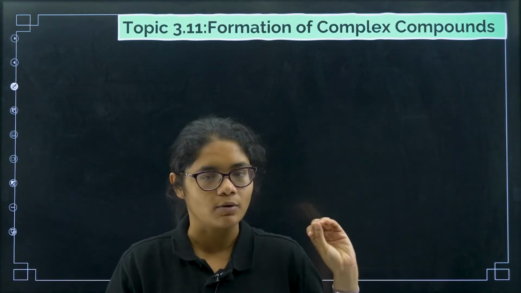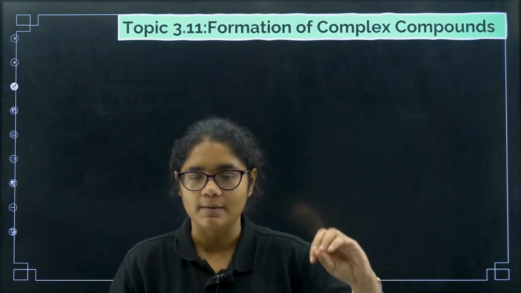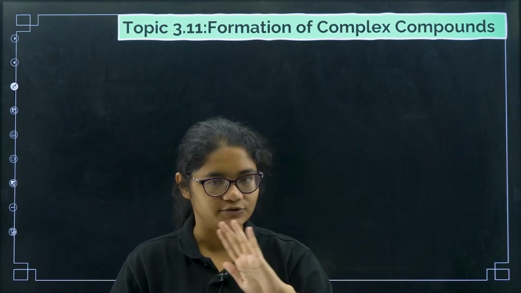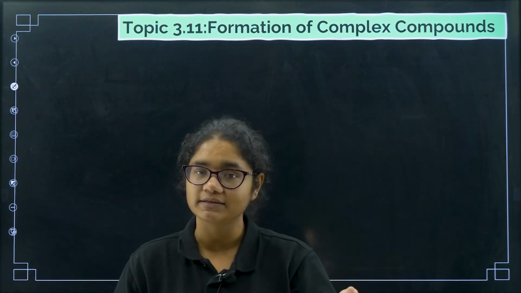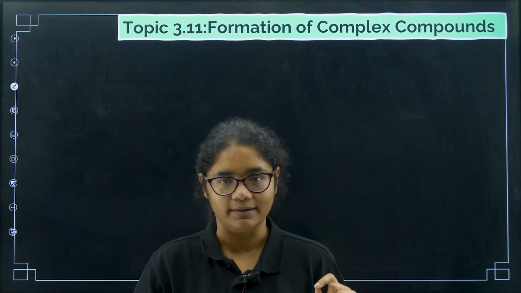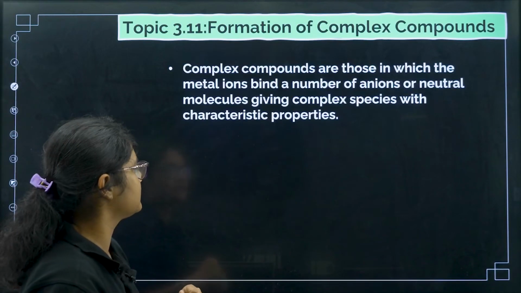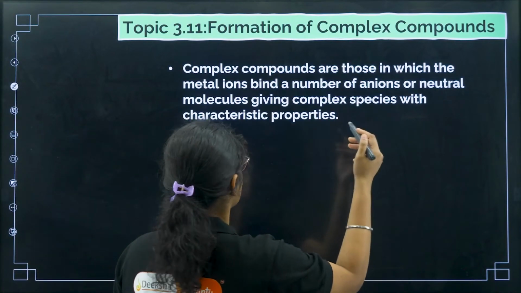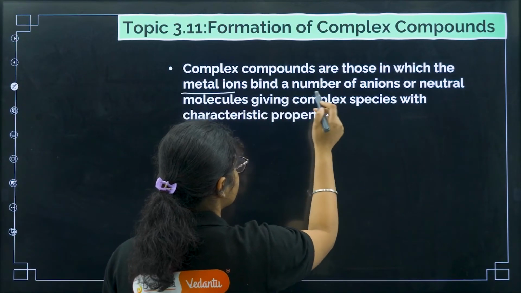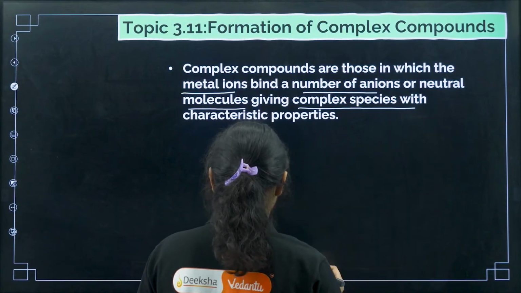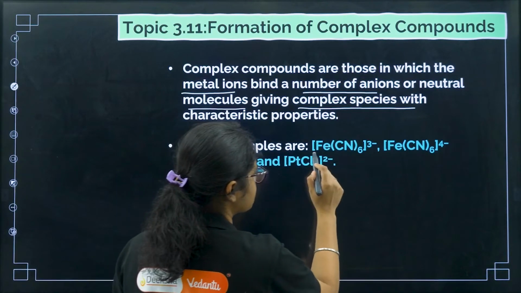Coordination chemistry is about complex compounds, and these complex compounds are made up of transition elements. The p block and s block elements do not form complex compounds. Who forms complex compounds? The d block elements. Complex compounds are those in which the metal ions bind with a number of ions or neutral molecules, giving rise to complex species. You can see some examples of complex compounds like this.